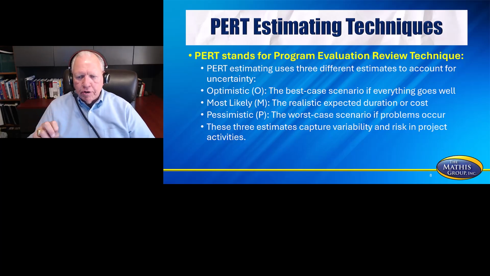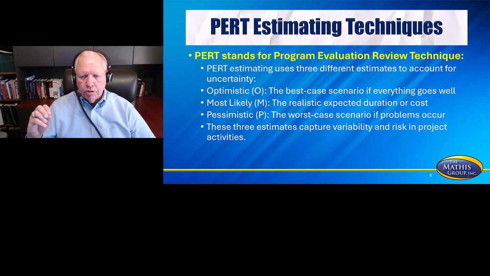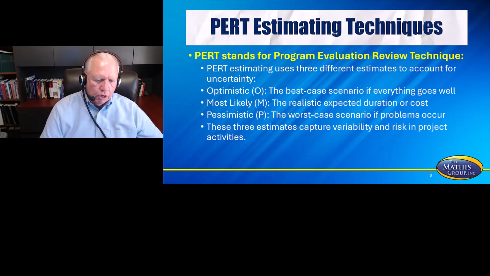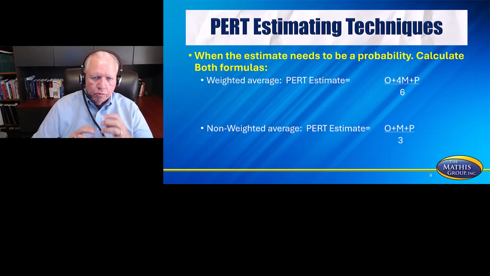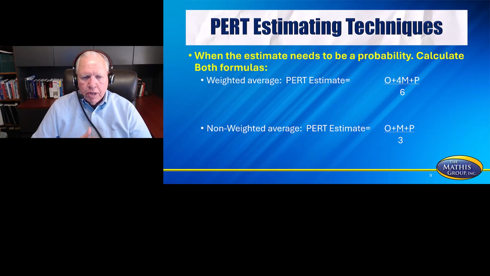And so the best case scenario, if everything goes right, is the most optimistic. The most likely is going to be the realistic expected duration or cost, and the pessimistic is the worst case scenario. And these three estimates, which creates an average, capture a variability and risk in the project. So let me show you what this looks like. So here are your two estimates. And so they had used both of these on the PMP test. So when the estimate needs to be a probability, you'll use this.